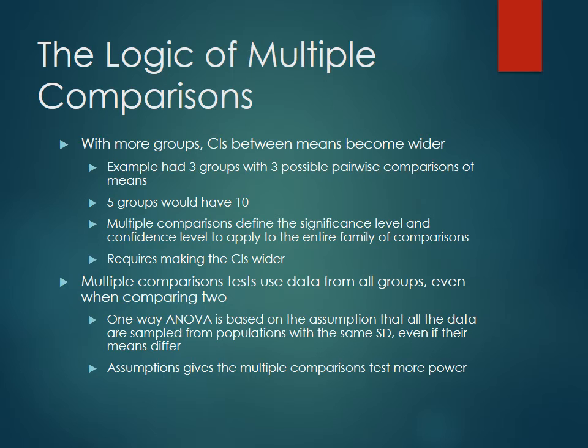So multiple comparison tests use data from all groups, even when comparing 2. The one-way ANOVA is based on the assumption that all the data is sampled from populations with the same standard deviation, even if the means differ from one another. By having similar sample sizes, that helps to achieve similar standard deviations, so you can work with that assumption. And again, this is a parametric test, so we're assuming normally distributed data, which gives our test more power to actually find a difference if there really is one there. We'll see when we're dealing with non-parametric tests that those are typically less powered to find a difference, so you're less likely to make a type 1 error with those tests anyway, but we'll talk about those a little bit later.